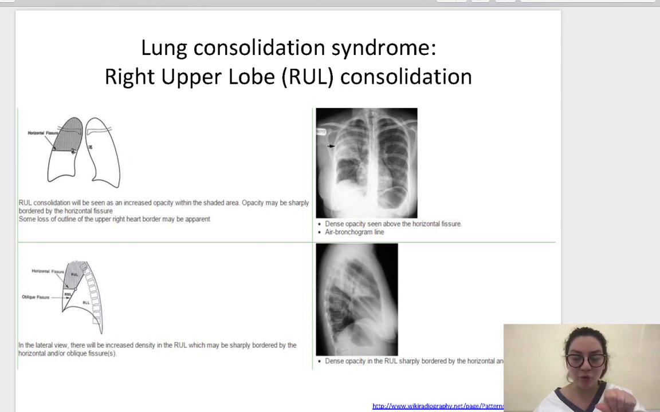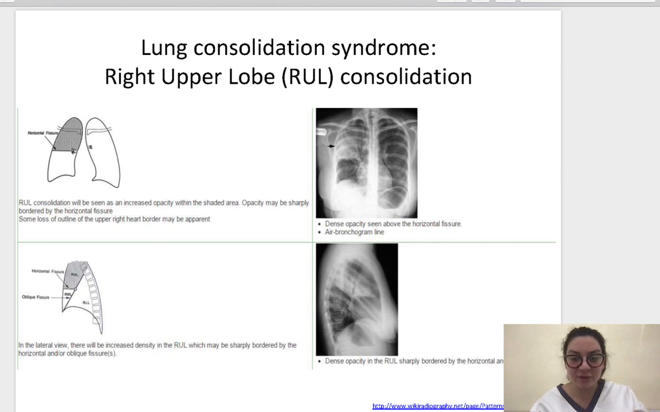In the upper X-ray you see some consolidation, some white coloration in the upper part of the right lung, but it does not go to the apex of the lung, and we are not sure about the upper lobe. In this case we do a lateral view, and here you see how this picture looks like the scheme. By the scheme you see it is diagonal, and above the diagonal is the upper part.